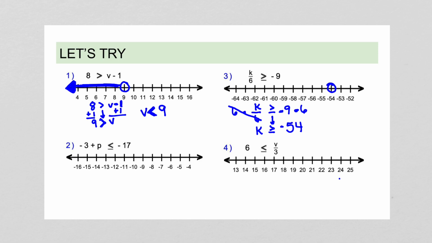And could it be exactly -54? Well, there is an equal sign on the bottom of that, so I know it could. So I'm going to shade in -54, because it could be -54, or it can be anything greater than -54.